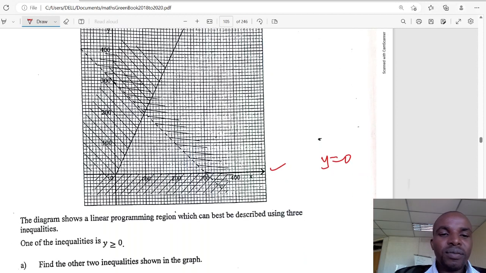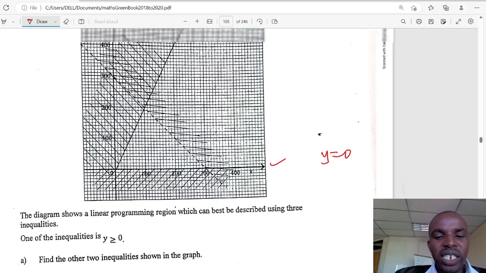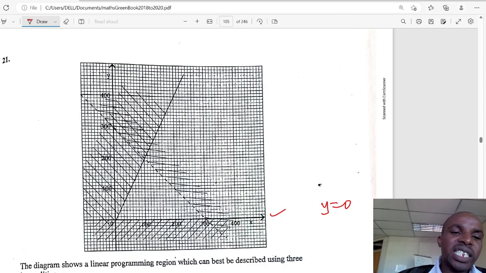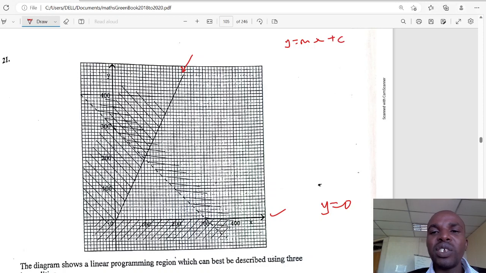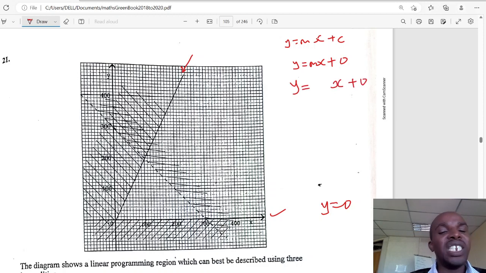Then the next one, find the other 2 inequalities. The other 2, you take this line here. The line here, you can just say y is equal to mx plus c. Find the equation of the line. Then the c represents the point where the graph cuts the y-axis. For this line, it's 0. So our c is 0. So y is equal to mx plus 0 already, right? So you can say y is equal to mx or y is equal to x, then plus 0. So this 0 you don't need it actually.